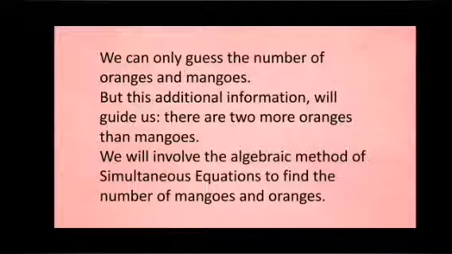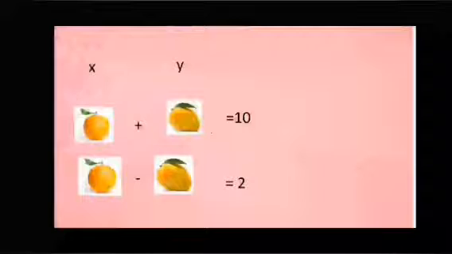To get the exact number of oranges and mangoes, we will involve the algebraic method of simultaneous equations. Here in this illustrative picture, you have oranges and mangoes. Remember, we said when you add both the numbers of oranges and mangoes, you will get 10. So oranges plus mango is equal to 10.